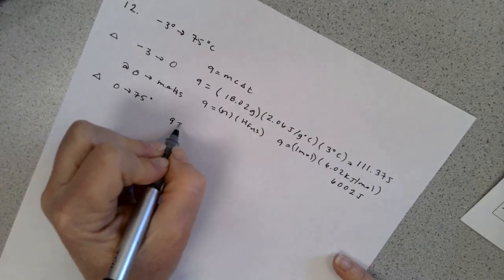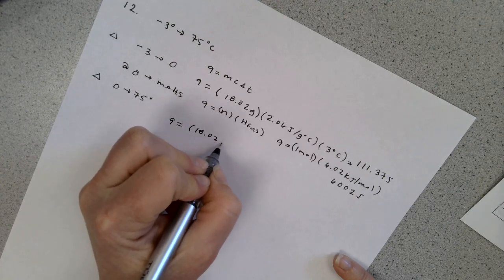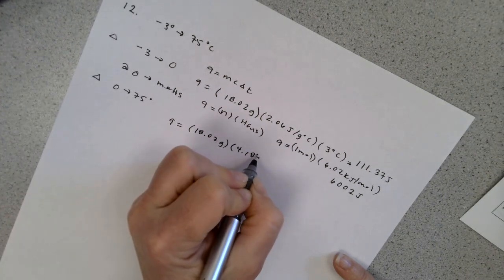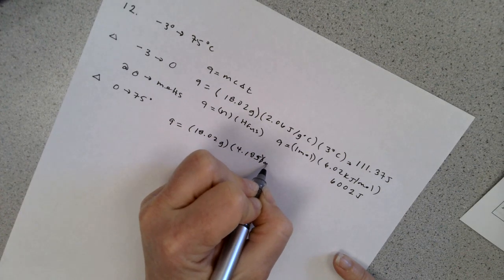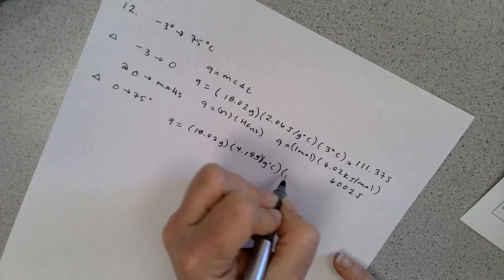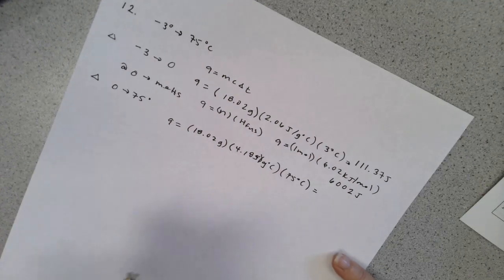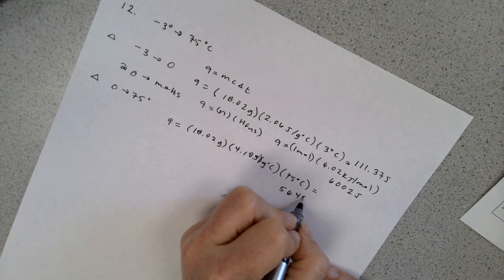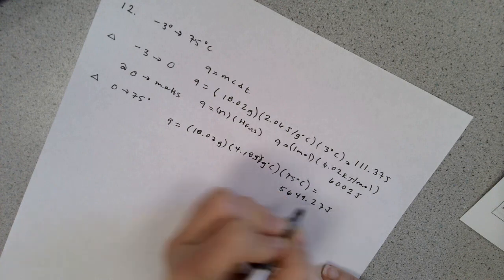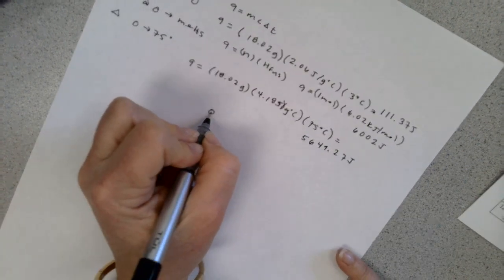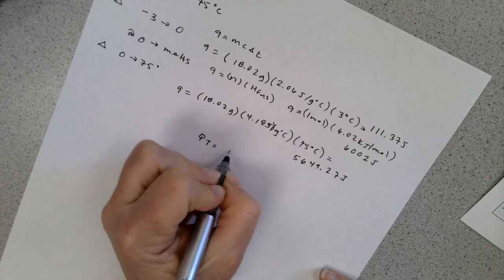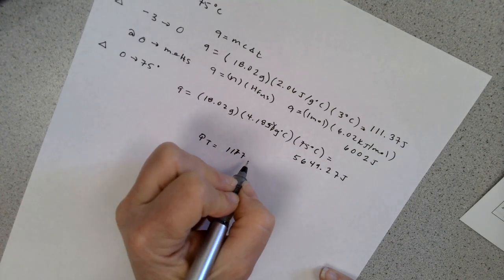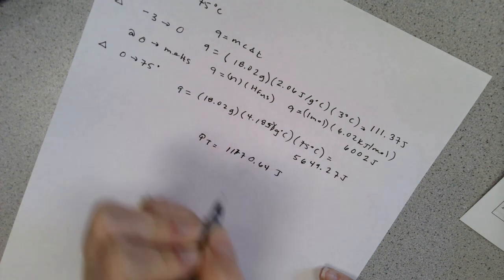So last step, Q equals mass, which is 18.02. Our specific heat now, it's water, so it's 4.18. I'll just use 4.18 joules per gram degrees C. And then our change in temperature here is 75 degrees C. So when I multiply all that out, my Q, I got 5649.27, and that's joules. So then I just need to add them all together to get a Q total. And Q total ends up equaling 11,770.64, and that would be joules.